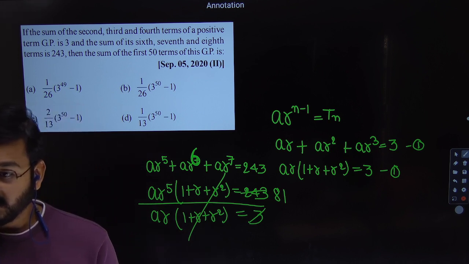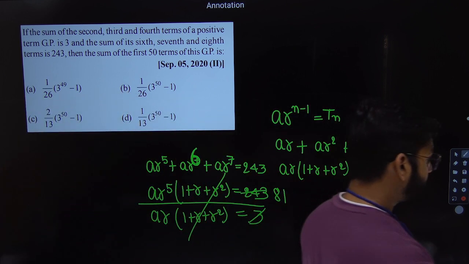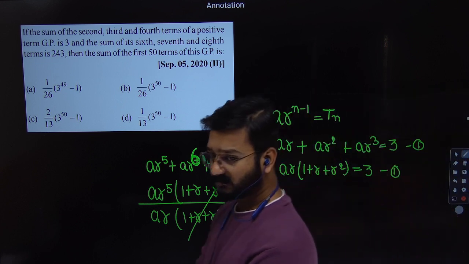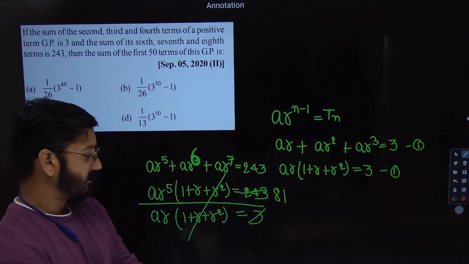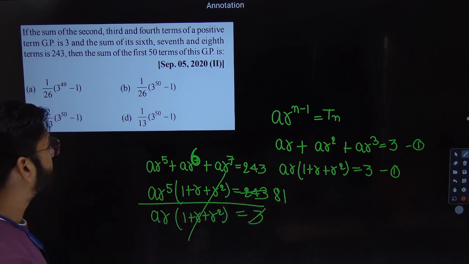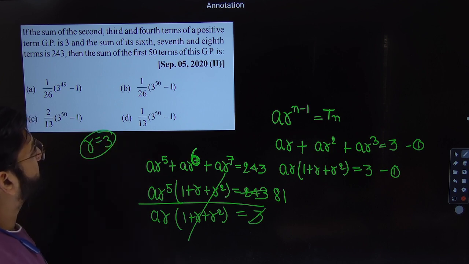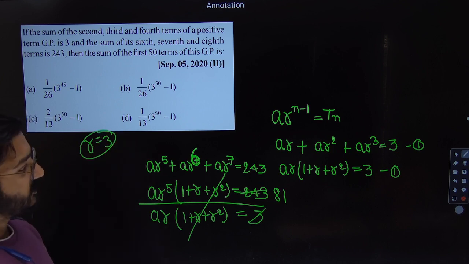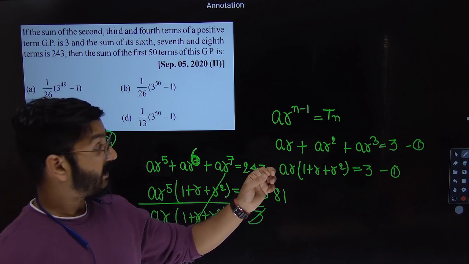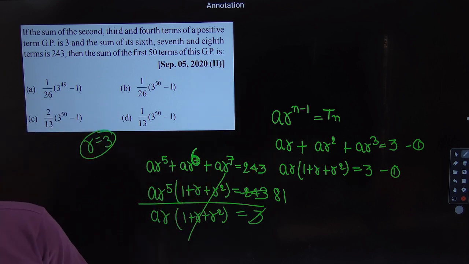Why 6, 7, 8? Sixth term is A into R to the power n minus 1. So R to the power 4 will be 81. R will be 3. And once you have R, can you calculate A from here? And once you have A and R, you can find any term of the GP. So it's a simple question.